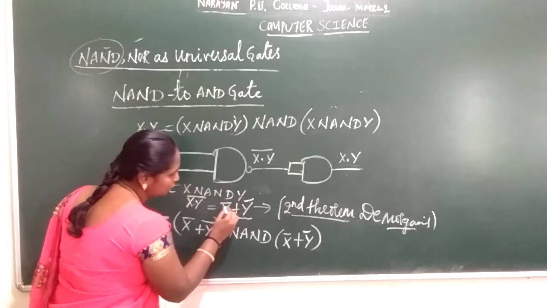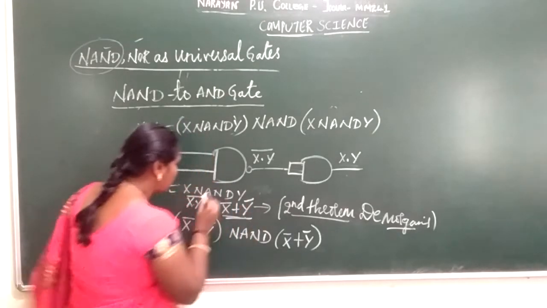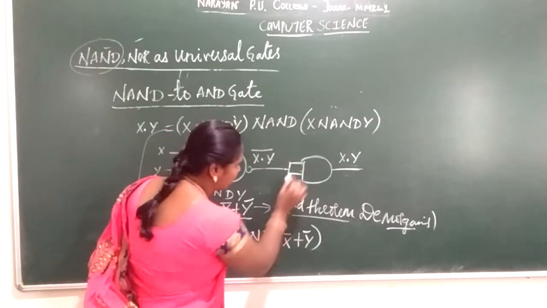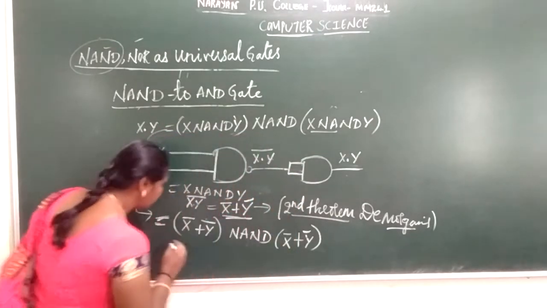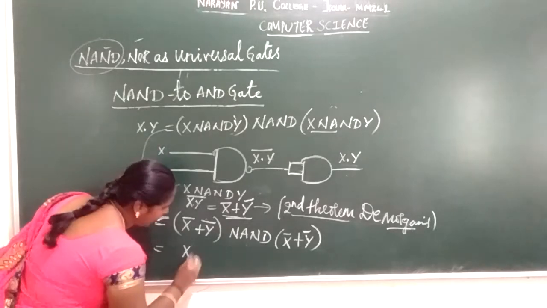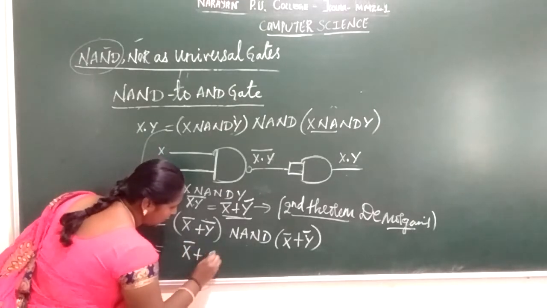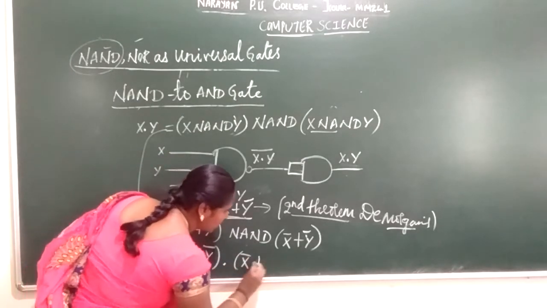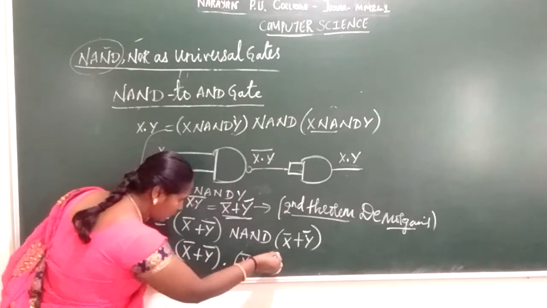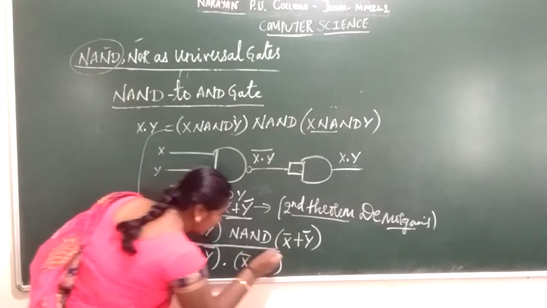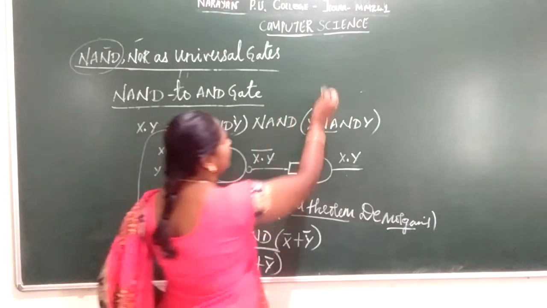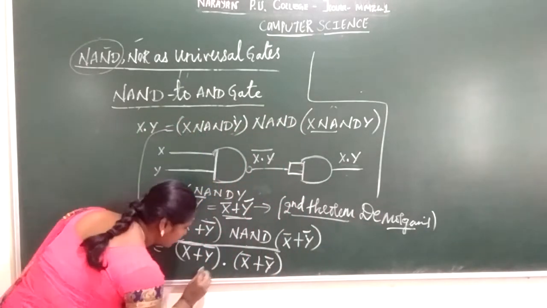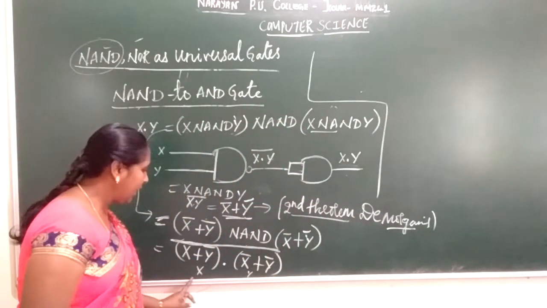xy the whole bar is equal to x bar plus y bar. So x NAND y can be written as x bar plus y bar, NAND of x bar plus y bar. Now apply this NAND gate, x bar plus y bar, the whole bar. So you apply a NAND operation here. Again we consider, this is my x term, this is my y term, x into y.